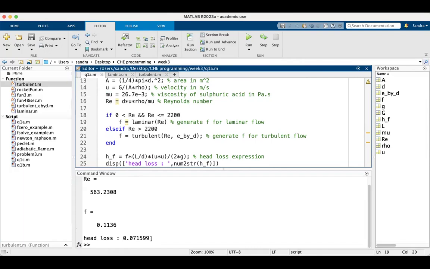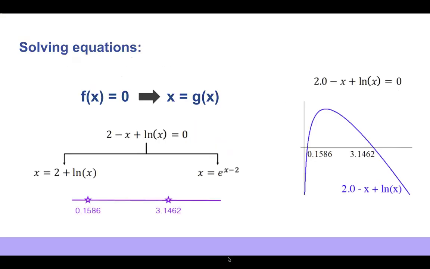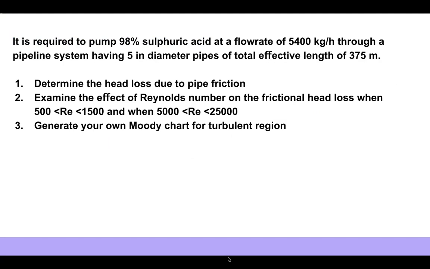Okay. I hope this part is clear. Now let us go to the second part of the question. Now we know how to use fsolve. Going to the second part of the question, which was to examine the effect of Reynolds number on the frictional head losses when Re is in the laminar region, that is 50 to 1500, and Re is between 5000 to 25.